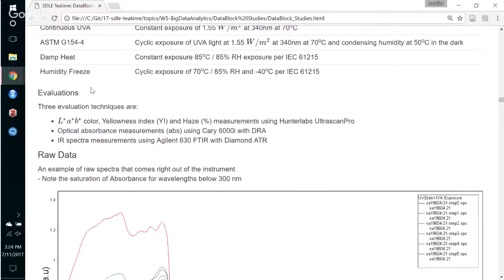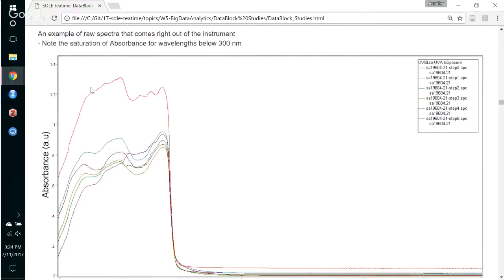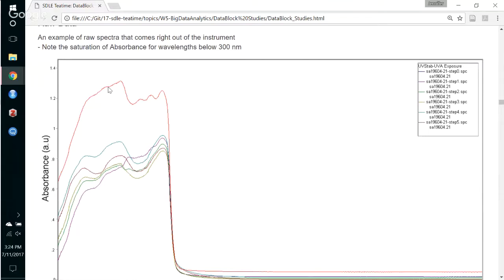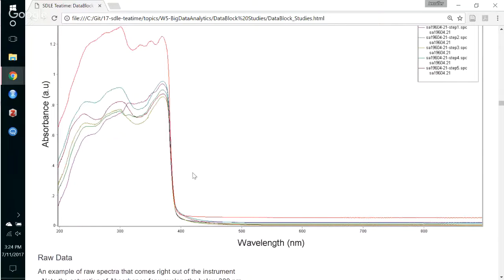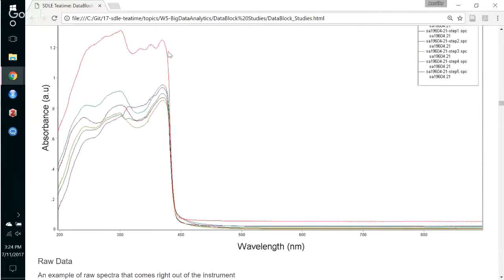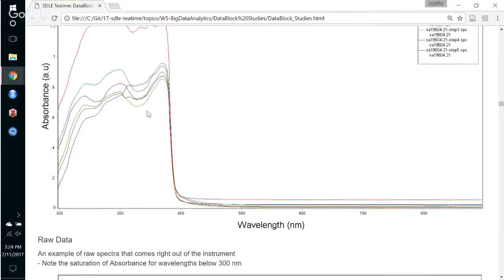So first, let's look at the raw data. So this is an example of an absorbance spectra. And these are absorbance spectra for UV stabilized PET over 5 exposure steps. So we're seeing that the absorbance is high for the UV, which makes sense if that's what a UV stabilizer is supposed to do. And it's changing over time. So that UV stabilizer is degrading in some way.